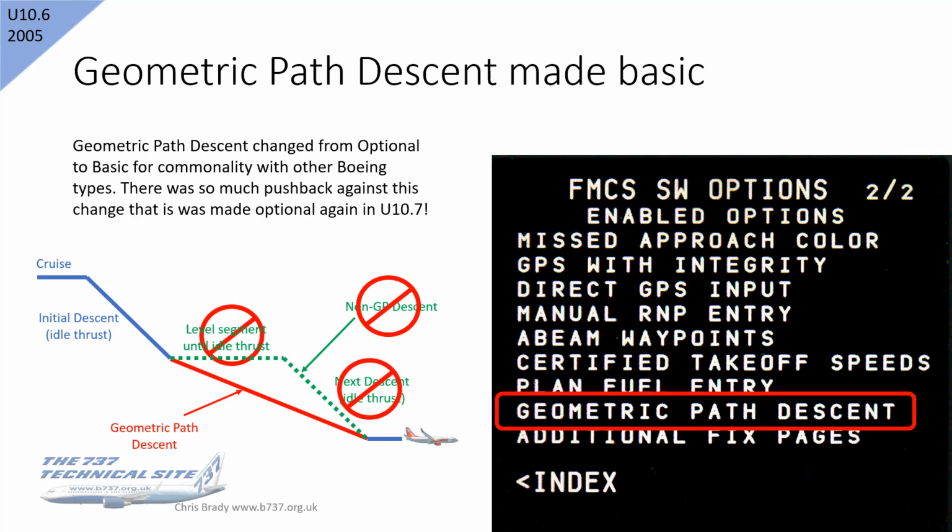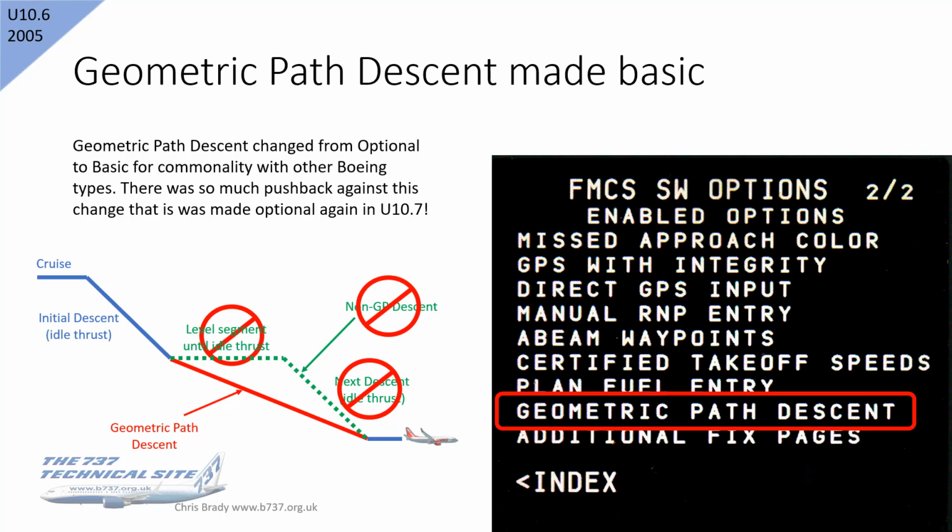Geometric path descent was made basic in 10.6. This caused uproar. Although I've shown the FMC page there showing it as an option, which is perhaps a bit misleading on my part, it was actually changed from optional to basic, so the airlines had no say whether this was the way descents would be done or not.